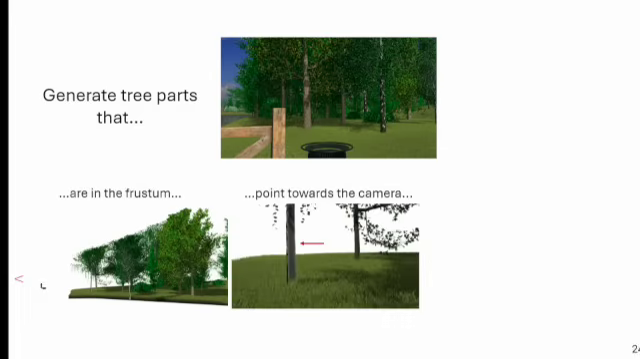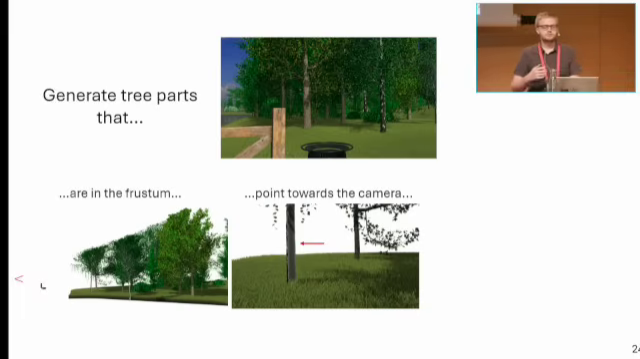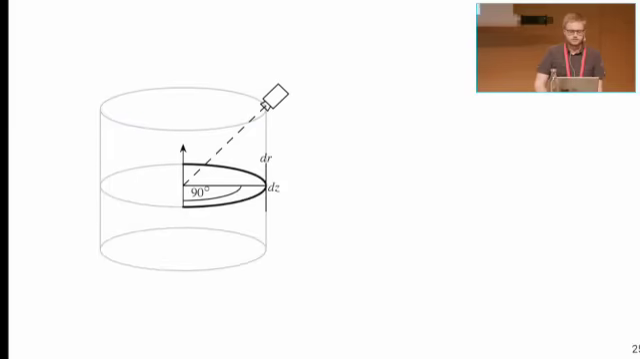Okay, so for the second thing we want to do, we only want to generate everything that points towards the camera. So we want to prevent generation of back-facing triangles, essentially. For that, we did an analysis and quickly realized that a tree trunk is essentially a tube. And for a tube, if you think naively about it, you only need to tessellate halfway around it, so only the part that points towards the camera.